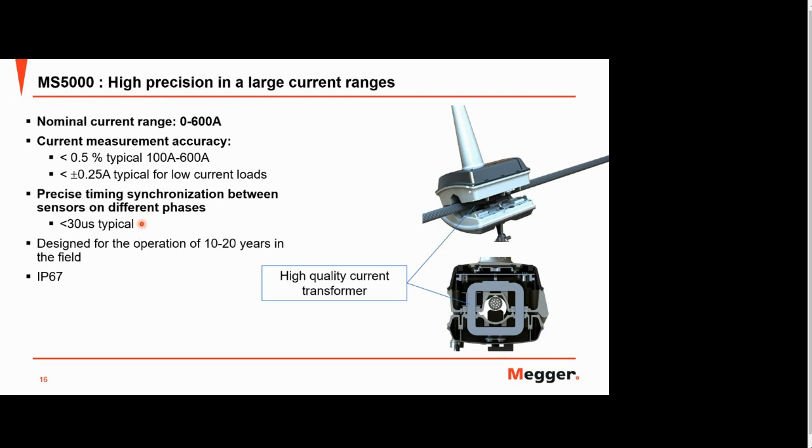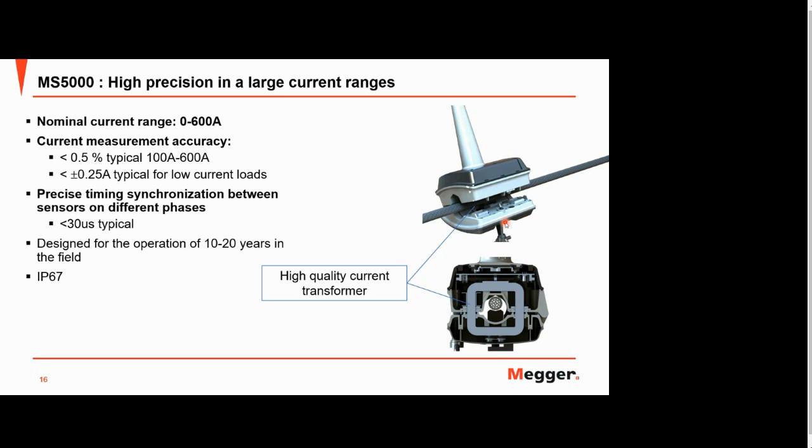When you talk about the sensors, this is my HV conductor and this is my sensor which has been installed. In the sensor we have a high quality current transformer with a very good accuracy of plus minus 0.5%, which is too good, and has the range with the same accuracy up to 600 amperes. Of course, if you have any high current fault passing through it, the sensor is capable of capturing up to 20k ampere. It means 20,000 ampere current can be detected by the sensors for a few seconds. It has very precise synchronizing between sensors between different phases, more than 30 microseconds typical. It is designed for operation of 10 to 20 years in the field.